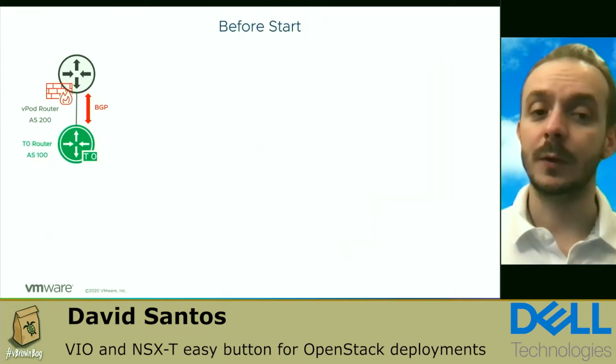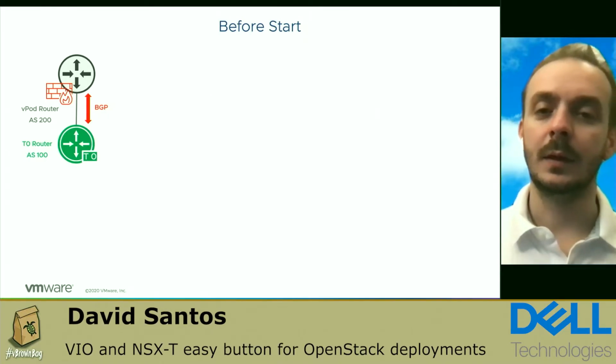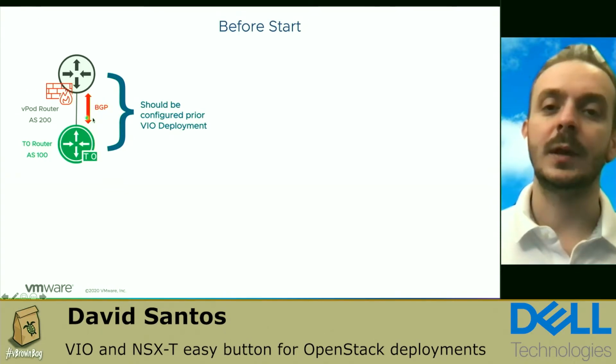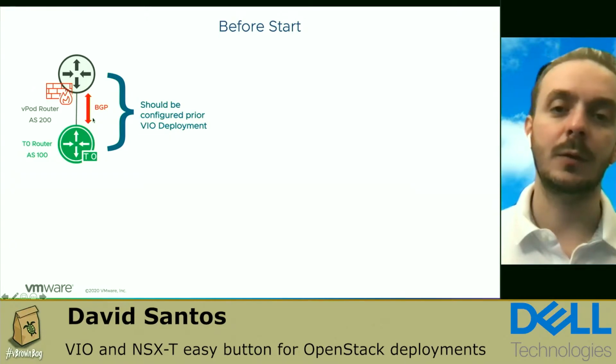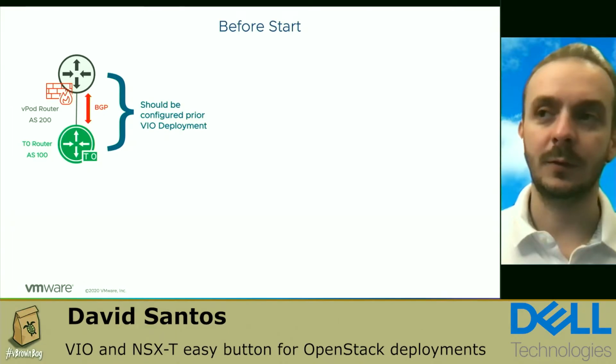So before we start, we need to deploy some objects in NSX. In this case, we need to deploy a T0 router, and also we need to exchange the routes between the T0 and a physical router using BGP. This way, everything that we deploy in VIO will be automatically distributed to the physical infrastructure.